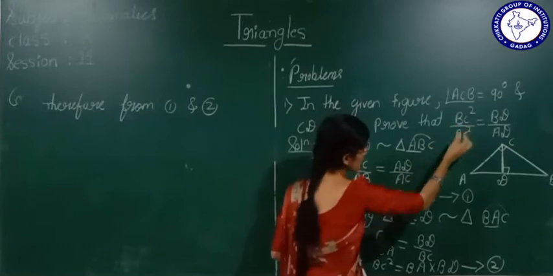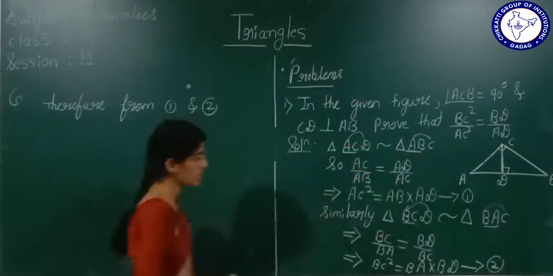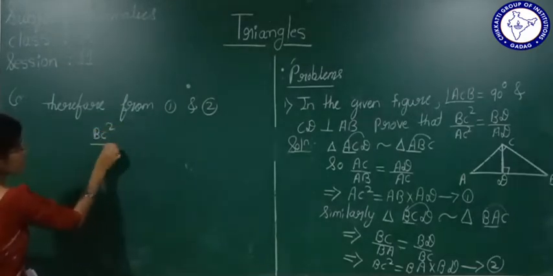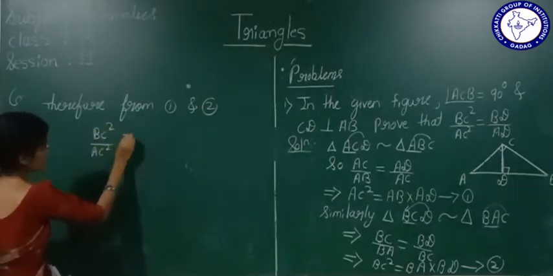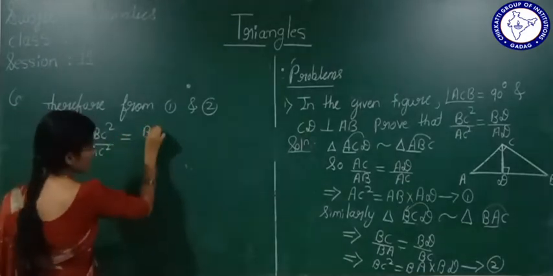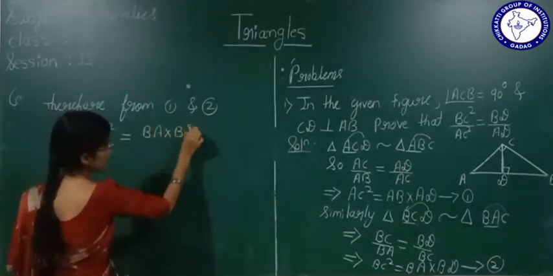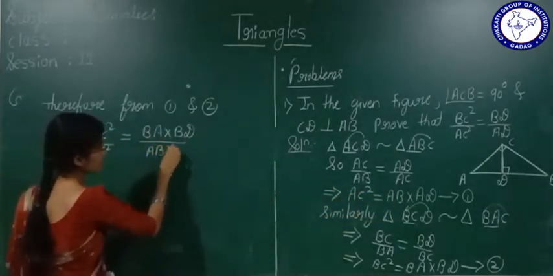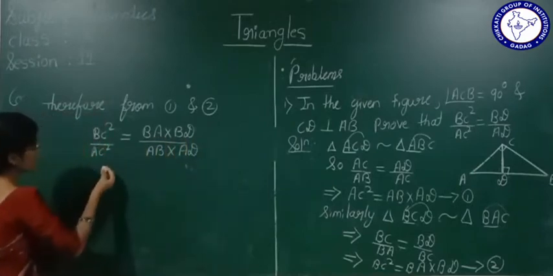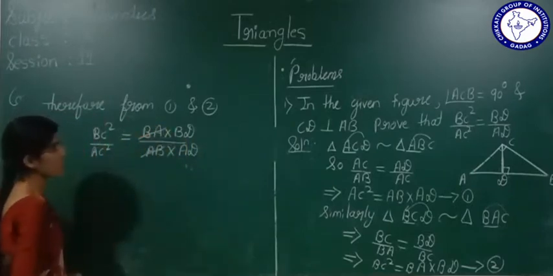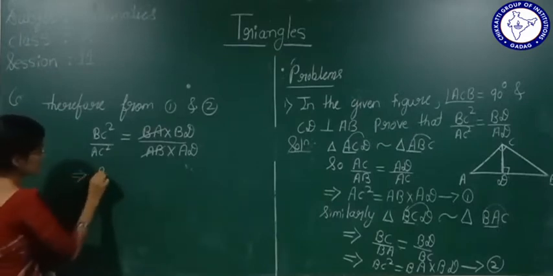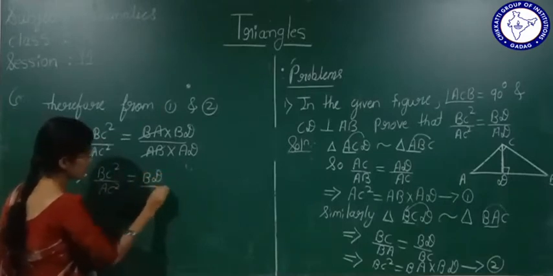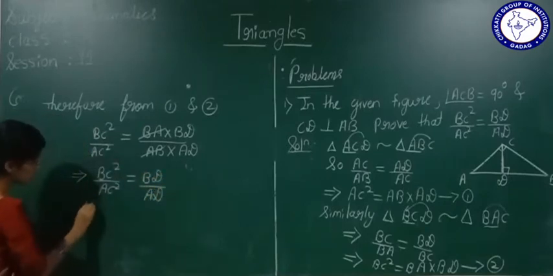Now see here, if I divide equation 2 by equation 1, that is BC square by AC square is equal to BA into BD by AB into AD. Now see here, AB and AB will get cancelled. This implies BC square by AC square is equal to BD by AD, right? Hence proved.